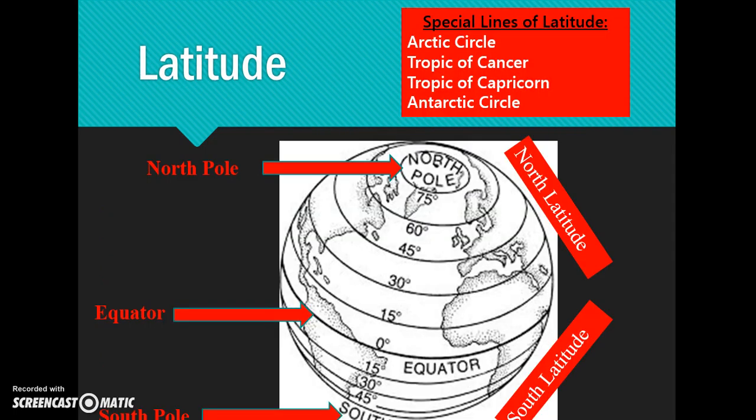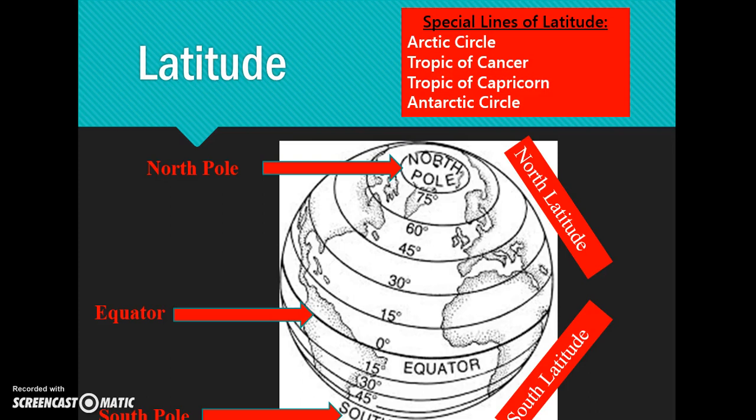Latitudes. There are several special lines of latitude other than the equator. The Arctic Circle is in the north, and it crosses through the Arctic Ocean. That is one way you can remember where the Arctic Circle is. It is at approximately 66.5 degrees north. At about 23.5 degrees north, you will find another special line of latitude called the Tropic of Cancer.